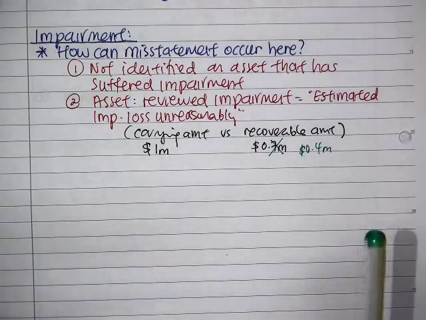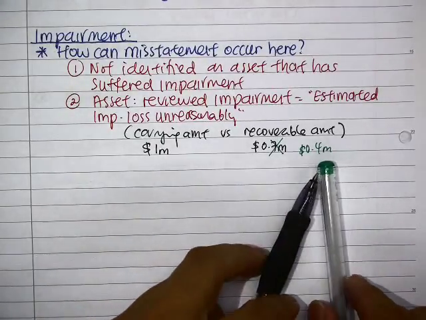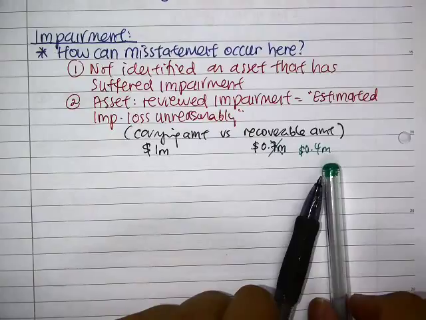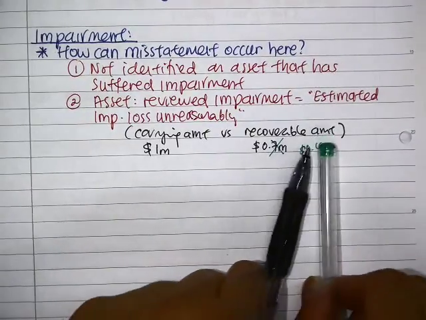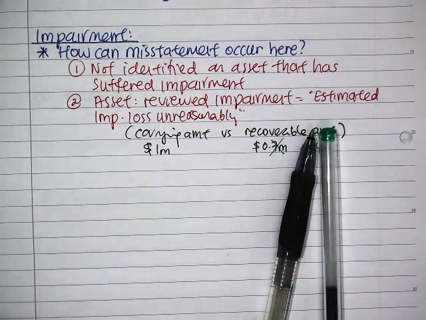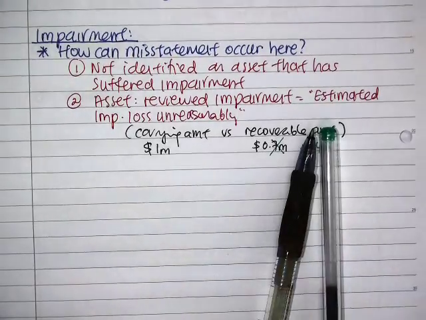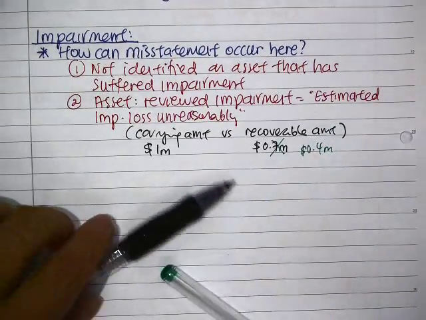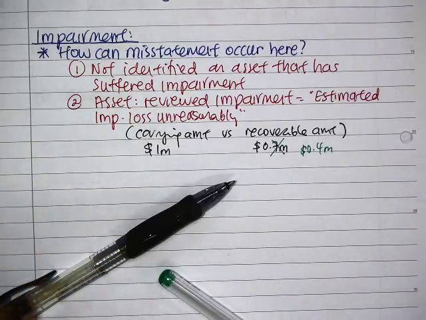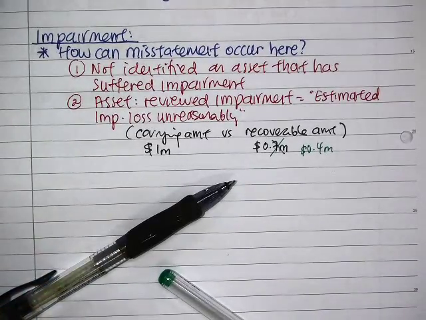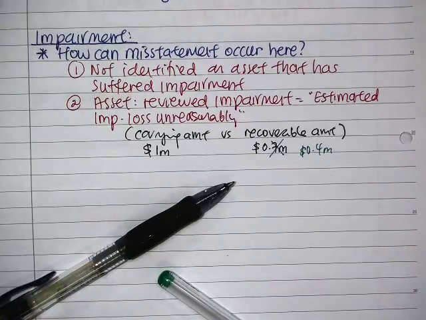So instead of estimating it to be 0.4, if the accountant goes and tells you that it's not 0.4 but it's 0.7, you're still wrong, right? The estimate is not right. So that's why this is still a mistake. Now there are two different types of mistake. One mistake is you don't even know that there's an impairment. The other one is you know that there's an impairment, but the estimate is not right.